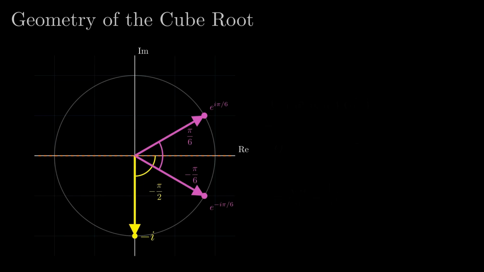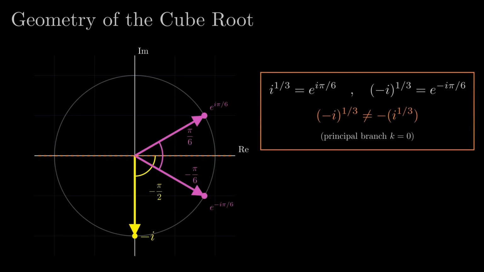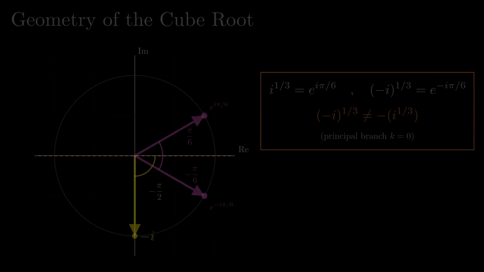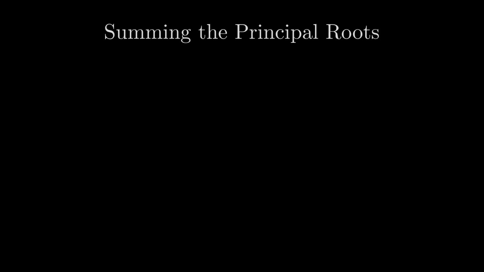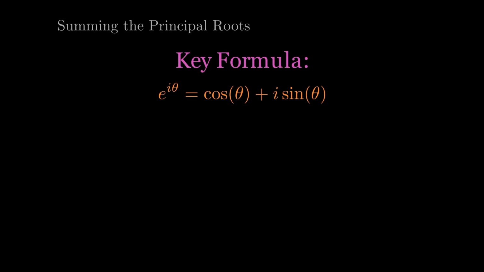Here's the surprise. Minus i to the 1/3 is not the same thing, because minus the principal root points to a different angle. Minus i to the 1/3 equals e to the i 7 pi over 6. So the takeaway is cube root of negative i is not equal to minus cube root of i. With complex roots, the geometry does all the explaining.